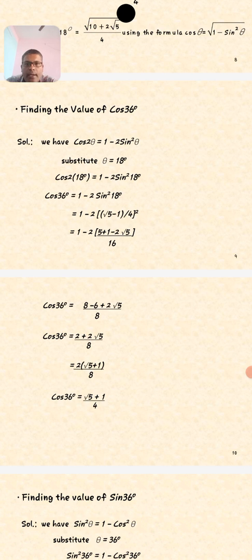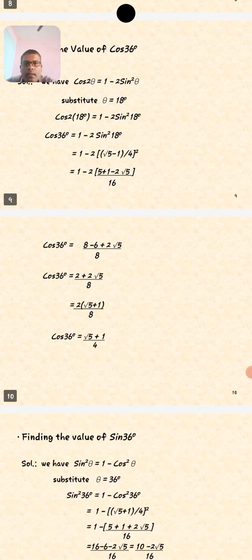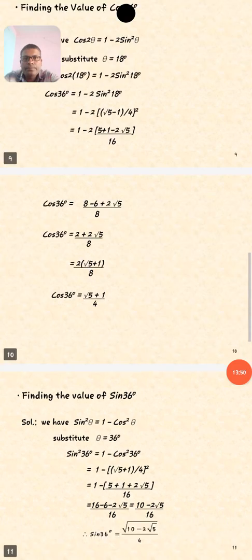The next step we write cos 36 degrees is equal to 6 plus 2 root 5 by 8. That is equal, we have to take the 2 common outside, 2 into root 5 plus 1 by 8. 2 4s are 8. We get cos 36 degrees is equal to root 5 plus 1 by 4.